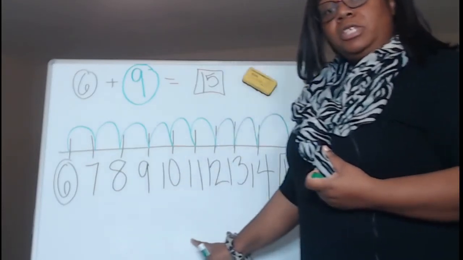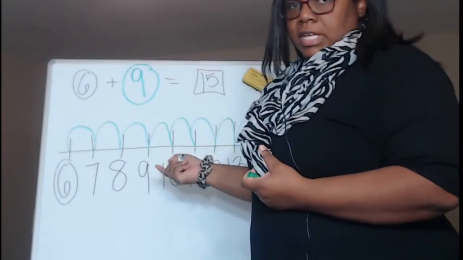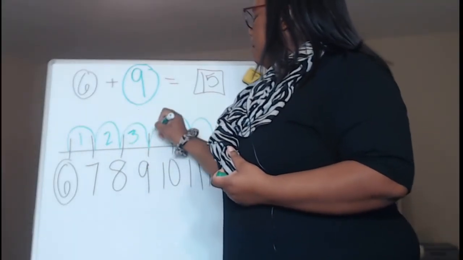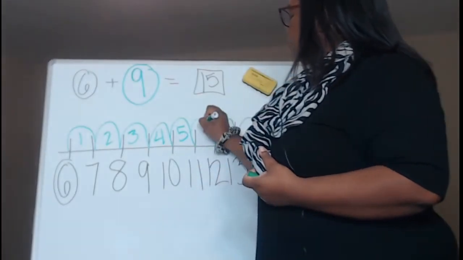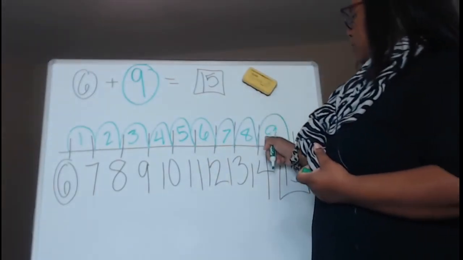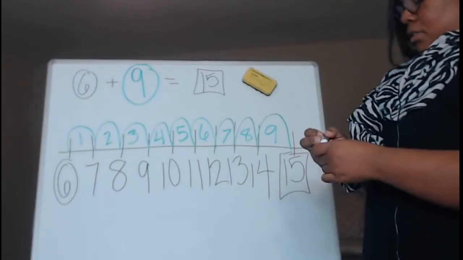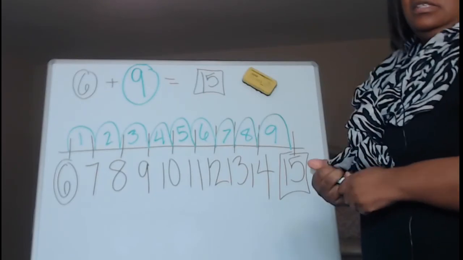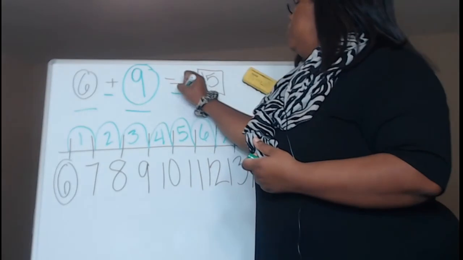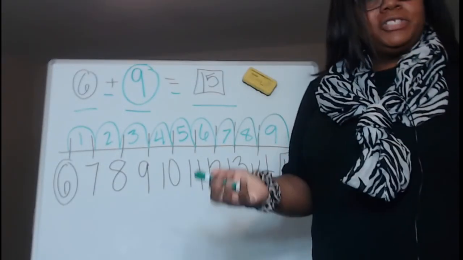If I want to double check my work, I can write the numbers underneath the arcs just to count again. 1, 2, 3, 4, 5, 6, 7, 8, and 9. It checks out. I have a 9 here and a 9 here. So that means that I am correct. So let's read the equation. 6 plus 9 equals 15. Now it's your turn to try.